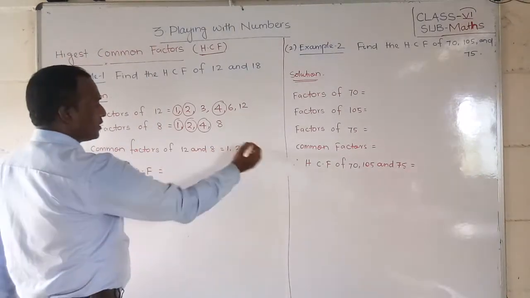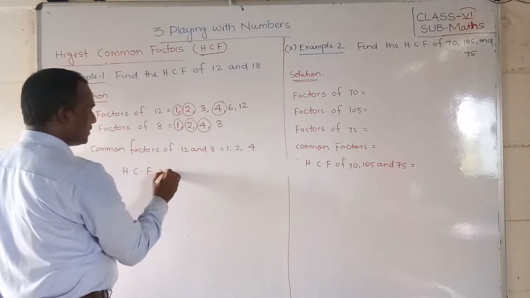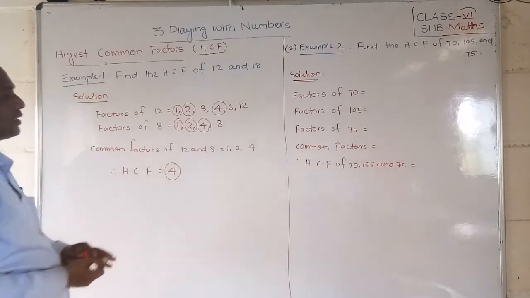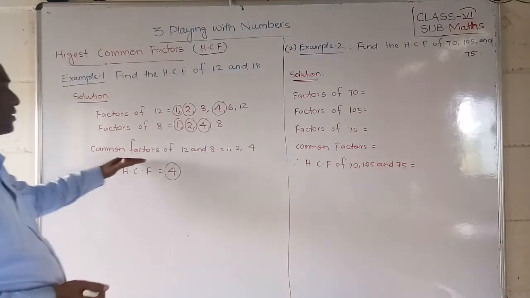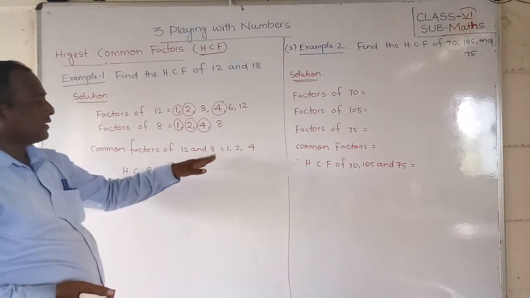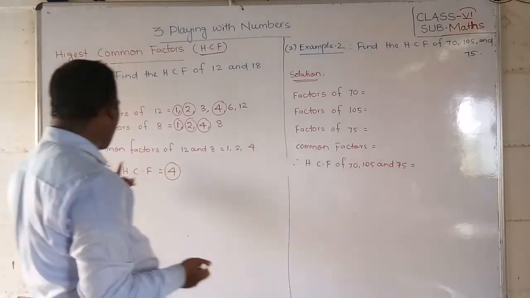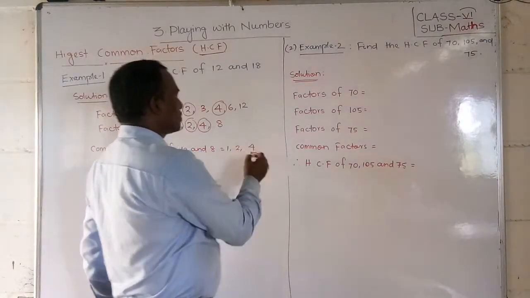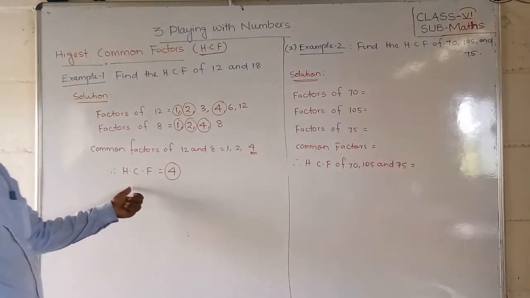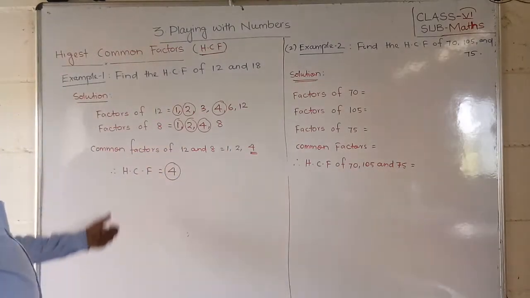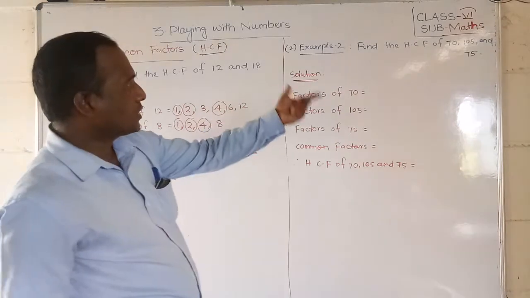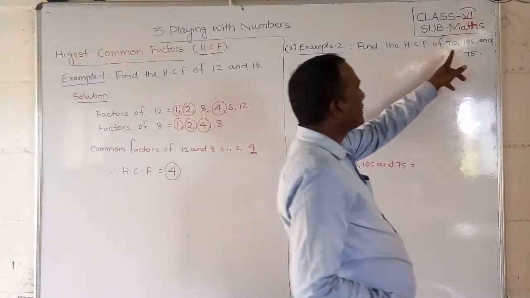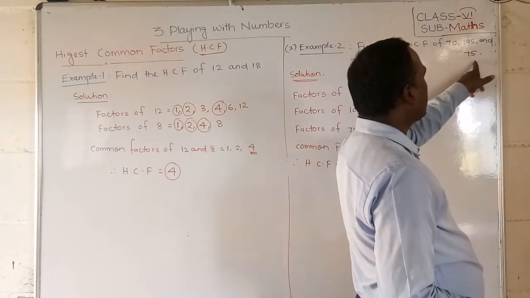So hence, HCF is equal to how much, students? 4. Did you understand this? The common factors of 12 and 8 are 1, 2, 4, and the highest common factor is 4. So we take 4 as the HCF. Next, we can go to another example I have written here: find the HCF of 70, 105 and 75.